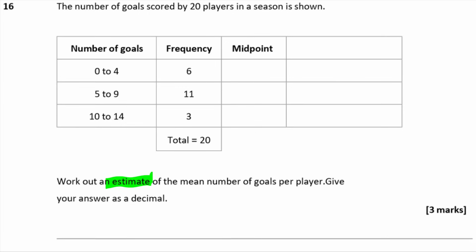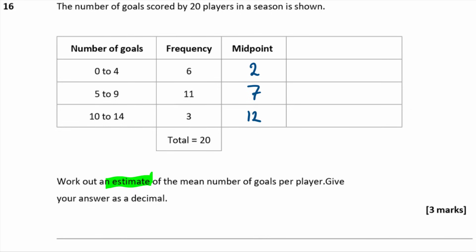Now, a number of goals is actually what we call discrete data, so it's only whole numbers. So if you hold up your hand and count 0, 1, 2, 3, 4, then you can see your middle finger is actually the 2. So the midpoint of 0 to 4 with discrete data is going to be 2. Similarly with 5 to 9, if you hold up your hand and count 5, 6, 7, 8, 9, your middle finger is going to be the 7. And then 10 to 14, 10, 11, 12, 13, 14, it's going to be 12 as the midpoint.